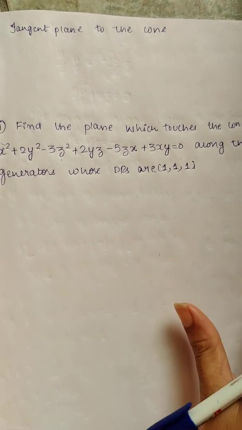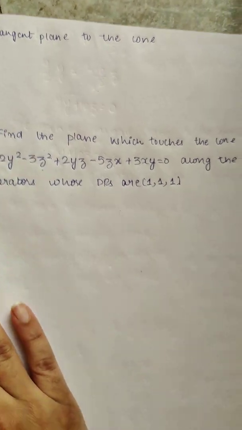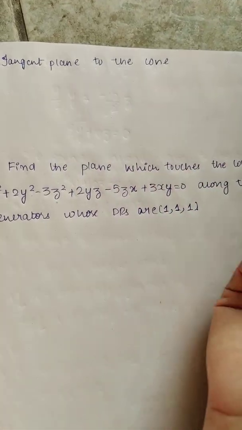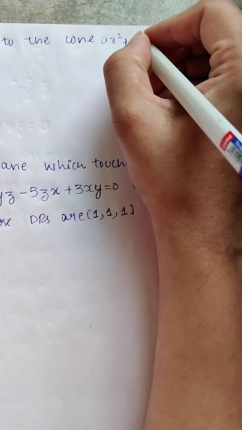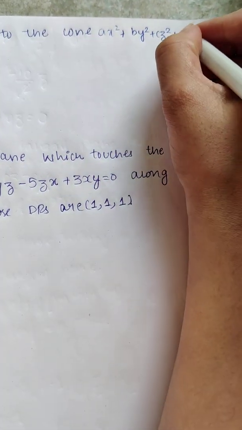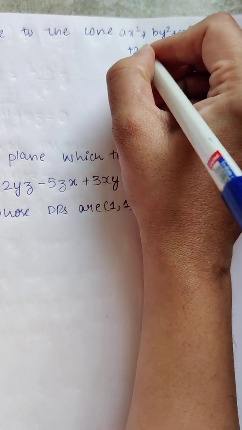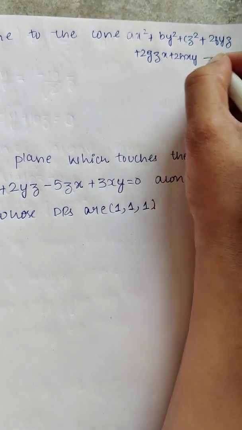Let us move on to problem number 1 under the tangent plane to the cone. Before that, let us just revise what is the equation of a tangent plane to the cone: ax² + by² + cz² + 2fyz + 2gzx + 2hxy = 0.